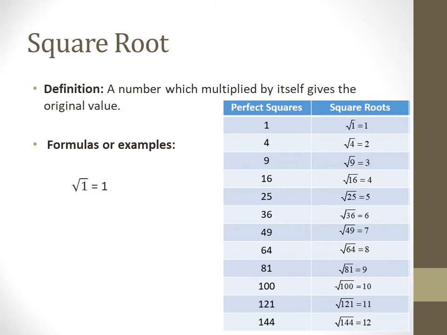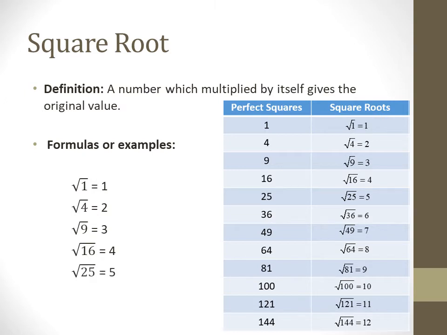The square root of 1 is 1. Okay, 1 times 1 equals 1. Square root of 4 is 2. 2 times 2 equals 4. Square root of 9 is 3. 3 times 3 equals 9. 16, square root is 4. And the square root of 25 is 5.